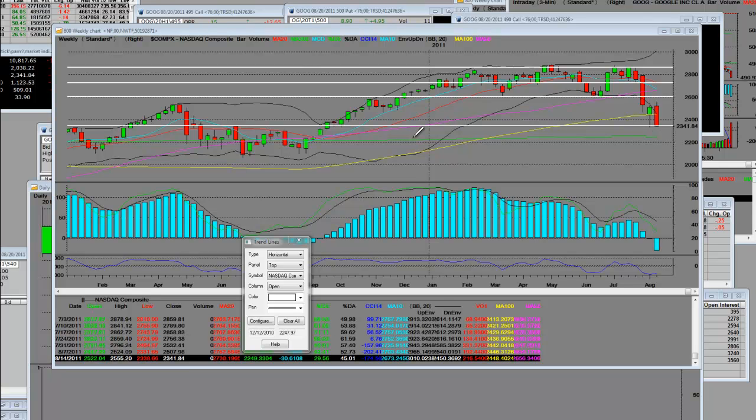Good morning, everyone. Here we have the Nasdaq Composite. It is a weekly chart, with a weekly sell signal, with a weekly moving average being sold down, and the 200-day moving average is down here.